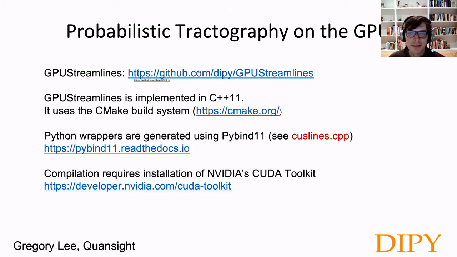It's available in this repository under the DIPY organization. The implementation itself is in C++, and it's using CMake for the build system. That's a popular cross-platform build tool for C++ projects. And it then generates Python wrappers using PyBind 11, which is a popular way of wrapping C++ code. And compilation of this tool requires that you have NVIDIA's CUDA toolkit and a compatible GPU. So you'll need to install that toolkit if you don't already have it. You can follow the instructions at NVIDIA's site for whichever platform you're on.